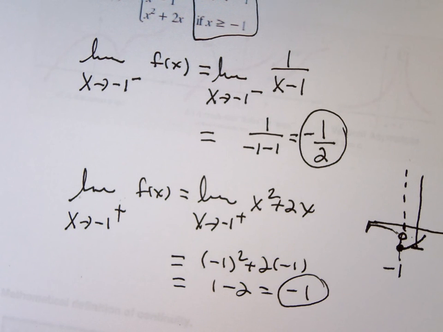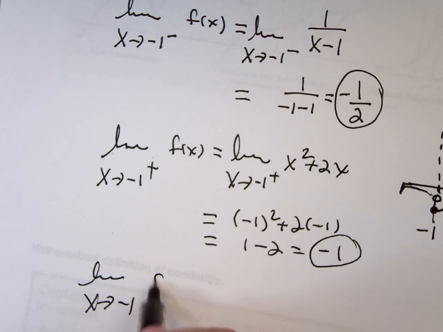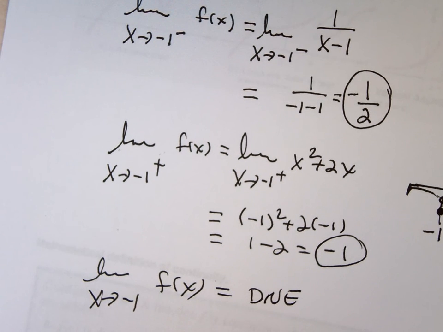What's there? There's a gap, right? There's a jump. There's a broken graph. Which means that, what do I know about this limit? It does not exist. Because the two of them aren't the same. The two y values are different. At that x value, there's a gap.